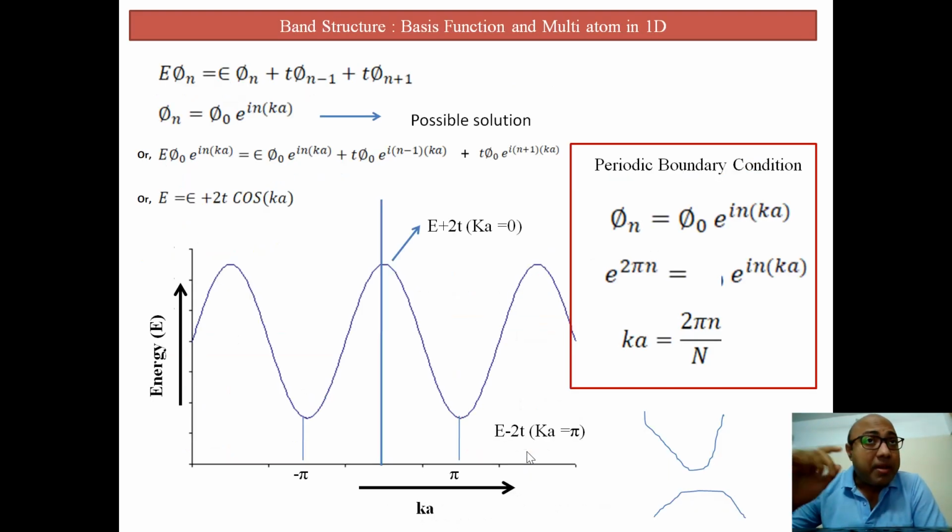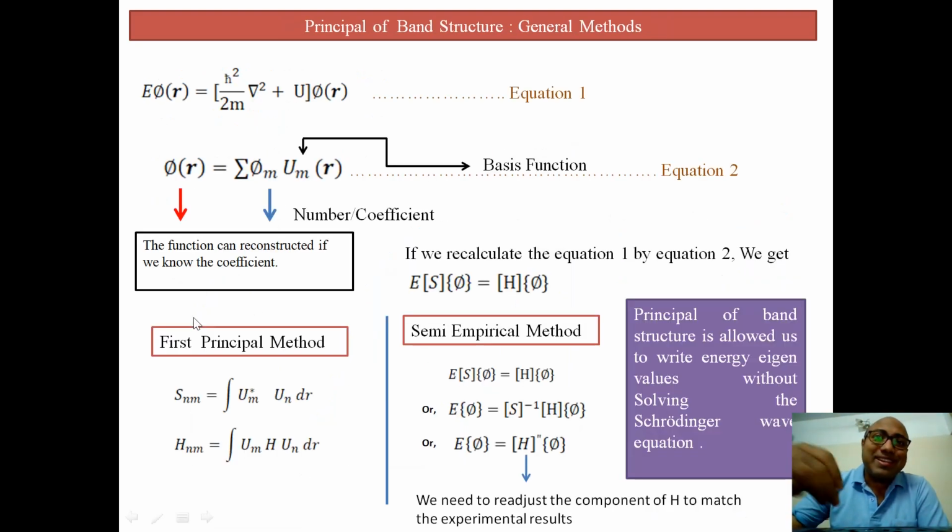That's the idea. Based on that concept, we studied how to calculate the E-K diagram of hydrogen molecules, which you can study in my first lecture. Ultimately we got the E-K diagram which looks like E = epsilon + 2t cos(Ka).